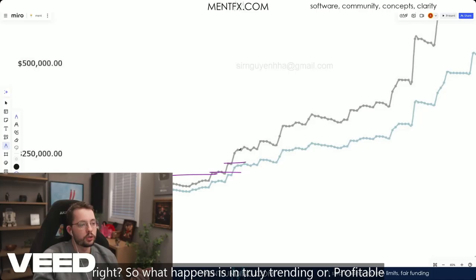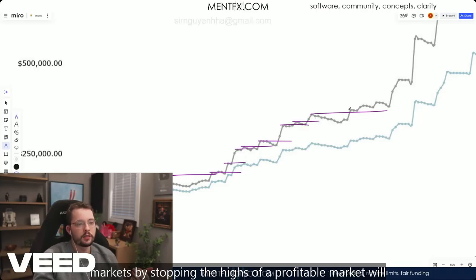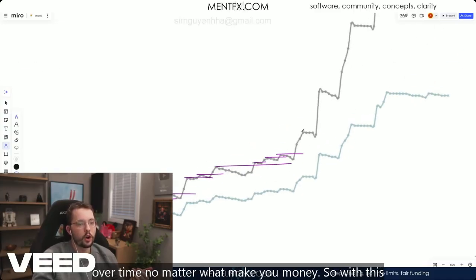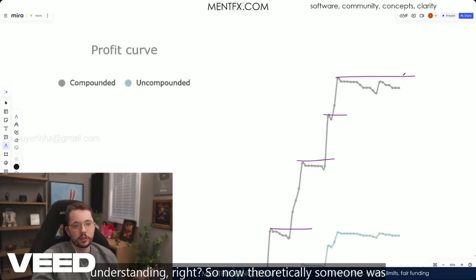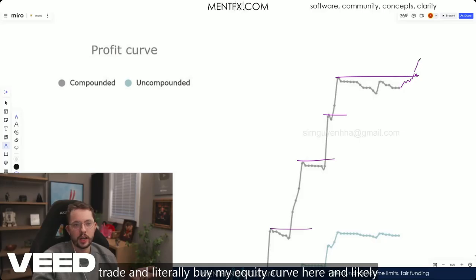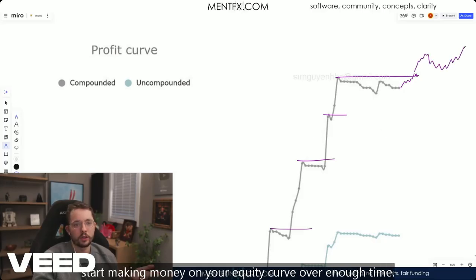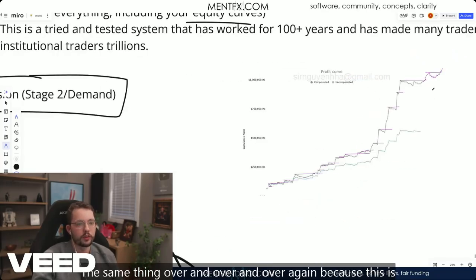So what happens is, in truly trending or profitable markets, buy stopping the highs of a profitable market will, over time, no matter what, make you money. So with this understanding, theoretically, if someone was trading my equity curve, you would wait for me to get into a trade and literally buy my equity curve here and likely start making money on your equity curve over enough time. Same thing over and over and over again.